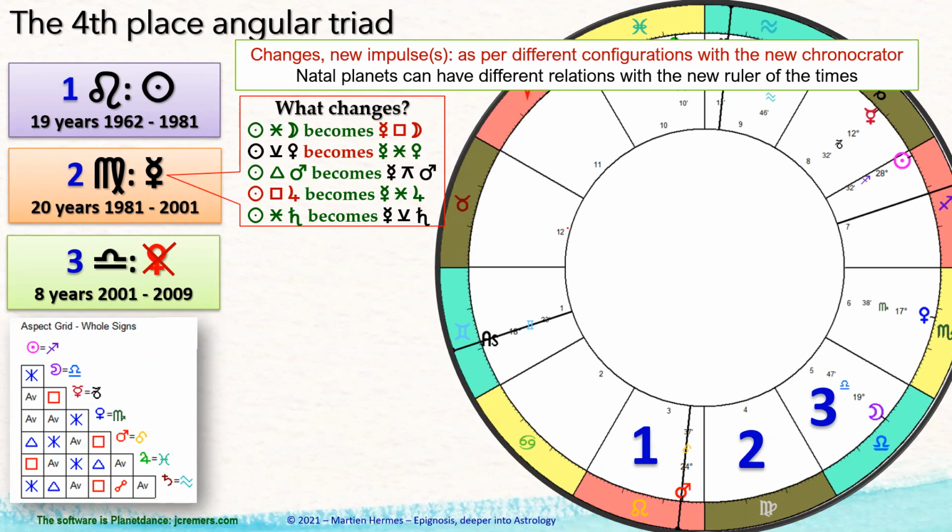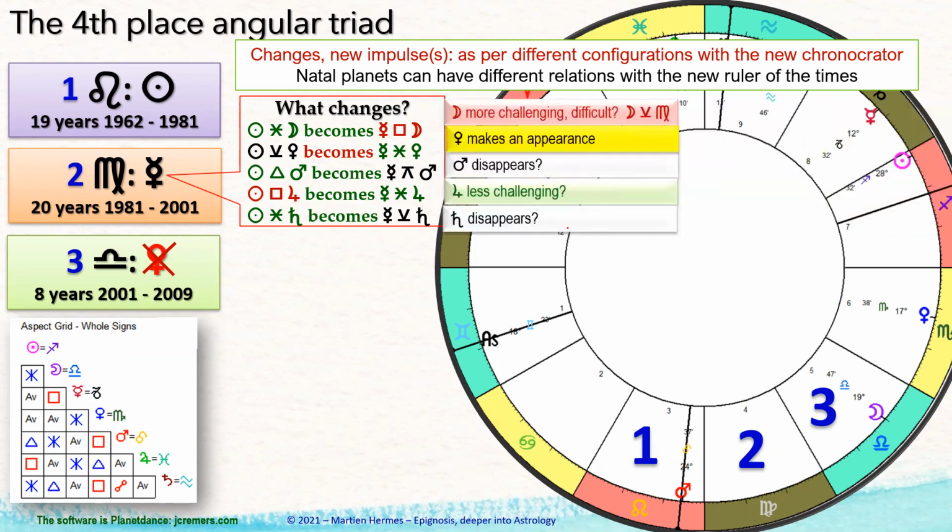And so you can evaluate all the aspects between planets. And that's so interesting, because now you can say that the moon becomes more challenging, simply because it now has a square configuration with the new chronocrator, Mercury. And interesting also, Venus makes an appearance. Why? Because in the first period, there was an aversion between the sun and Venus, and now there's a sextile between the new chronocrator Mercury and Venus. So you see, things are changing.